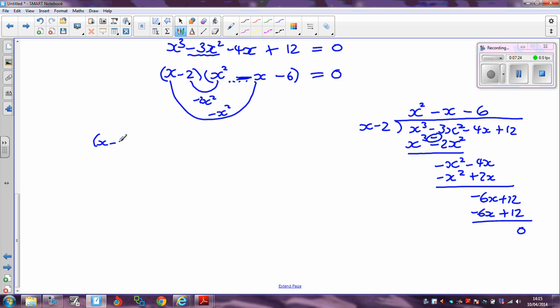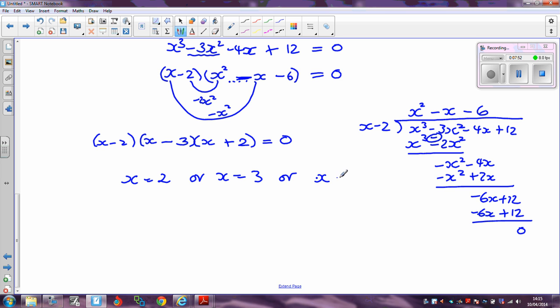Now I can factorize the x squared minus x minus 6. Factorize this to 2 brackets, equals 0. Got x here. To make 6, I'm going to use 3 and 2. I want to make minus x, so it's going to be a minus there, plus there. So we've now got these 3 brackets multiplied together and equal 0. So either x is 2, or from this bracket x would be 3, or from this bracket x would equal minus 2. And there's my solution.